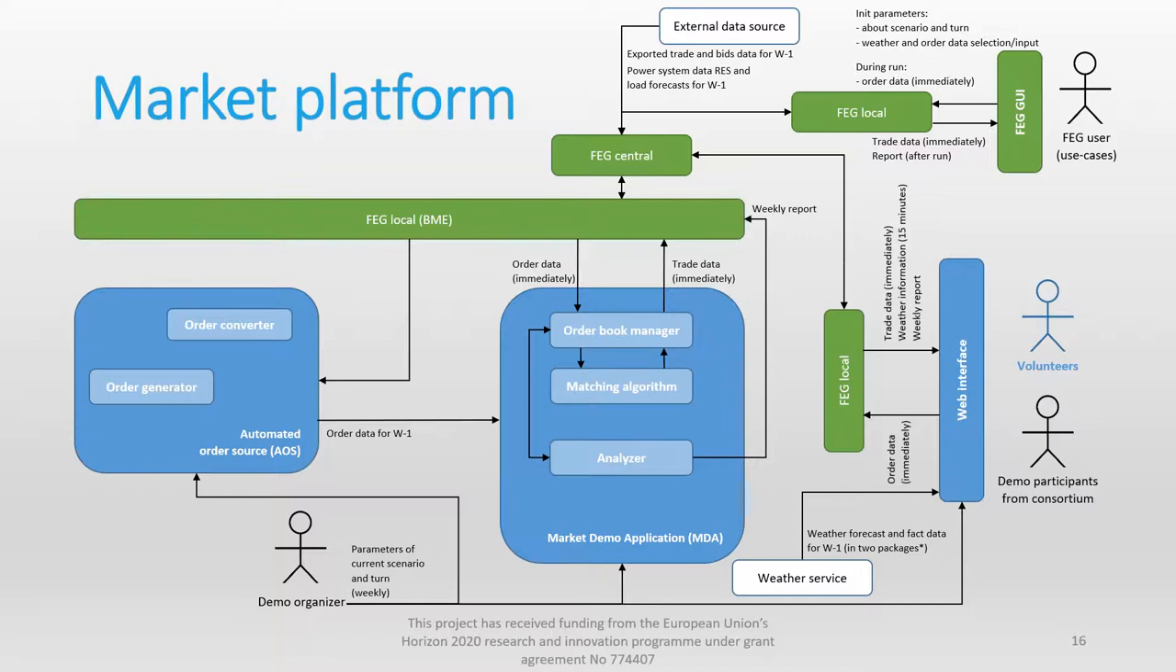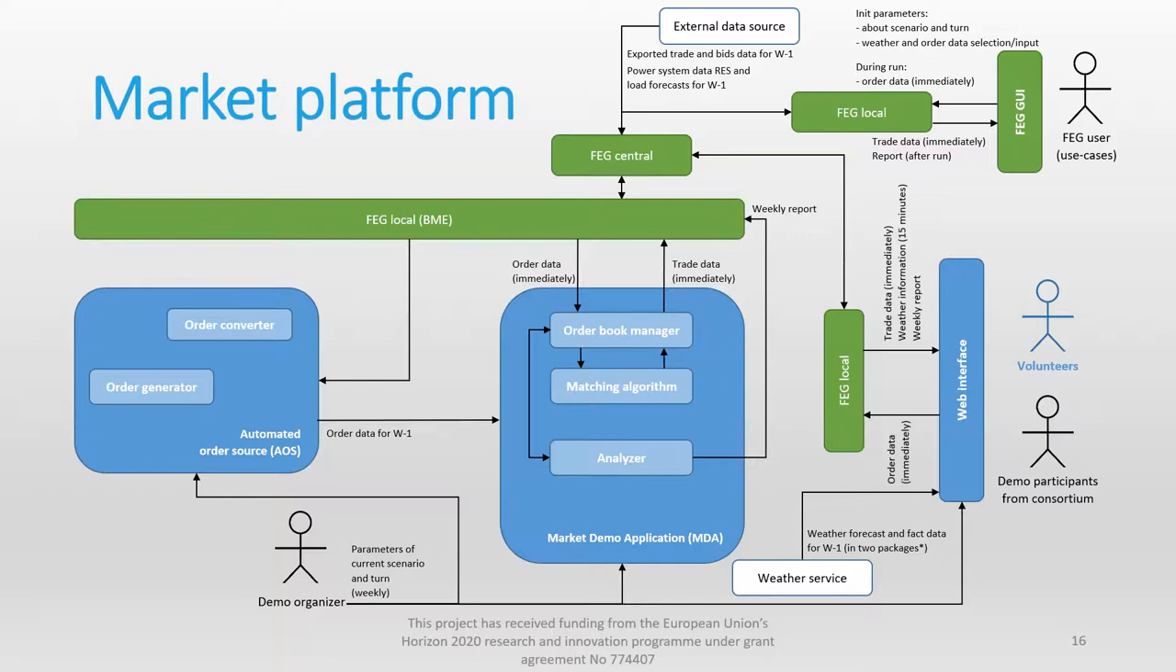So in order to ensure that we are going to have a liquid market during the demonstration, we have defined these two functionalities. The order converter is going to receive the historical data, the bids that have been submitted to those markets, and convert them into the scenario that we're testing, while the order generator is going to behave like an artificial bidder, and based on the actual prices and the actual settings of the market, is going to provide fictitious bids for the market. So in order to ensure the liquidity of this market.